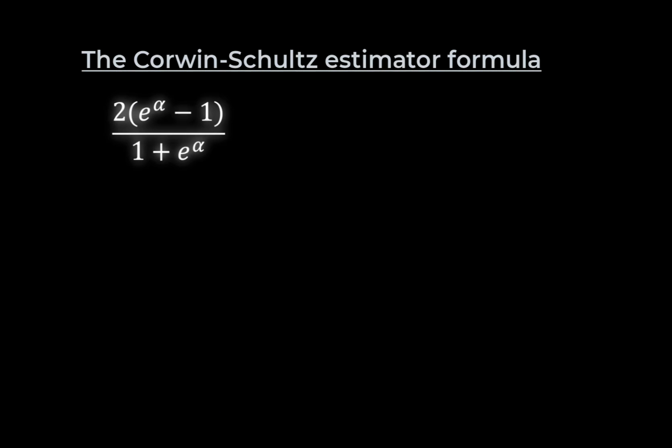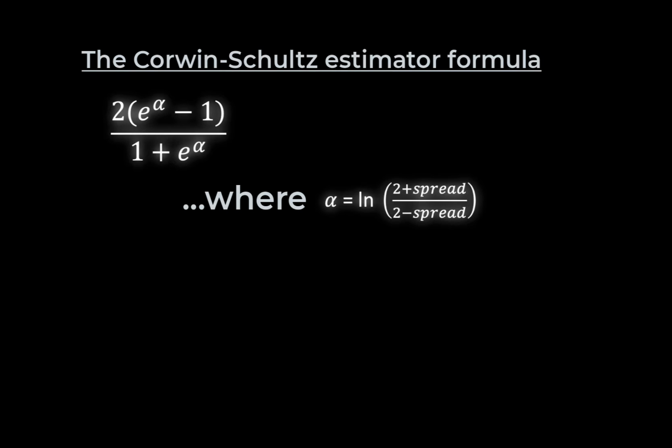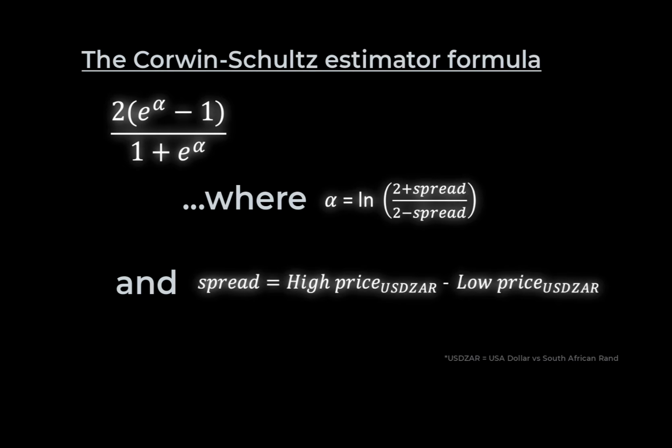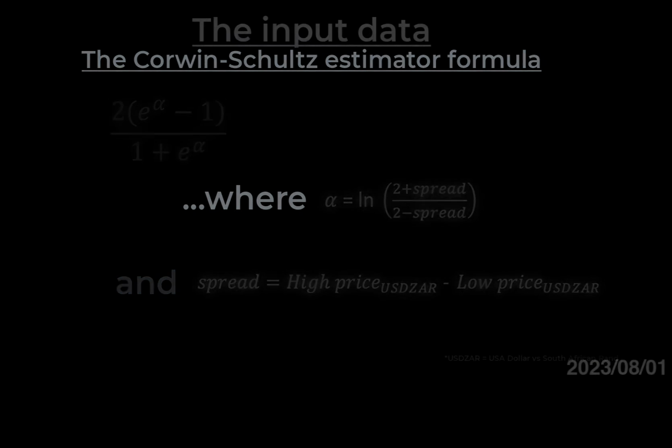This slide explains the Corwin-Schultz estimator formula. I've broken it down into a few simple steps. The important one is that we need to calculate first the spread. The spread is taking the high price over a certain period and subtract the low price from it. How do we do that with event processing?